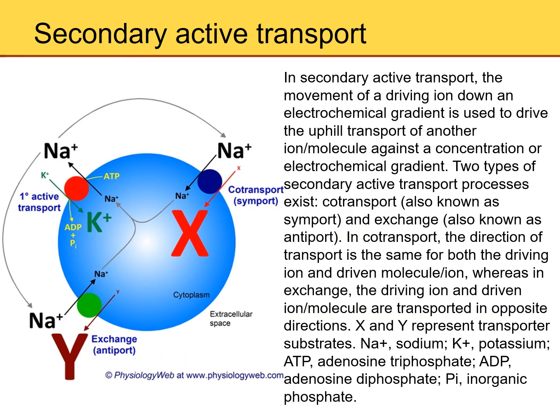In secondary active transport, the movement of a driving ion down an electrochemical gradient is used. This could be, for example, H plus, right? You've created a lot of H plus. It could be used to drive the uphill transport of another ion or molecule against its electrochemical gradient, right? So that's the active transport. There are two kinds of them.